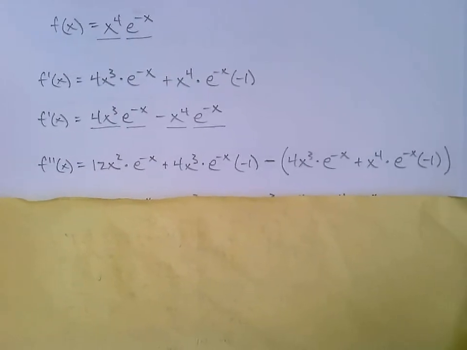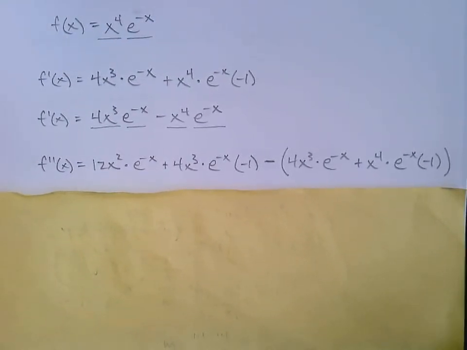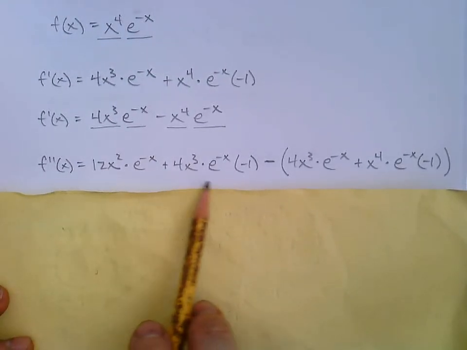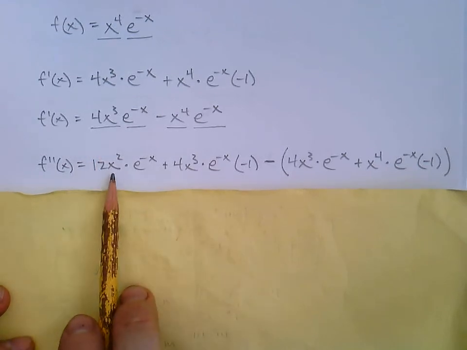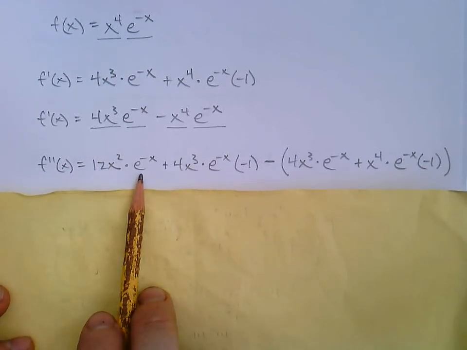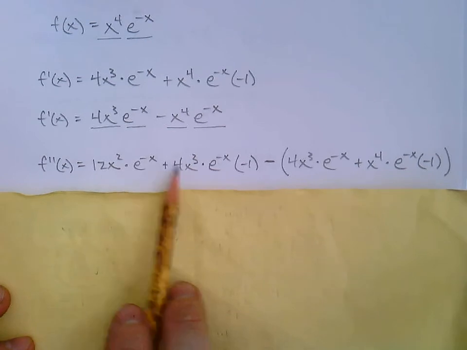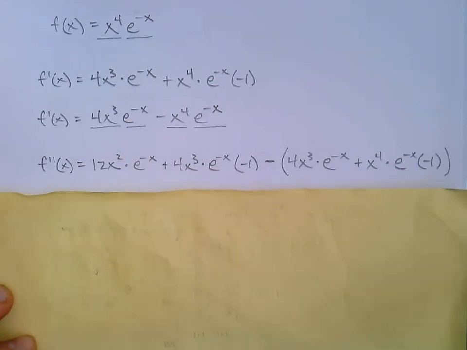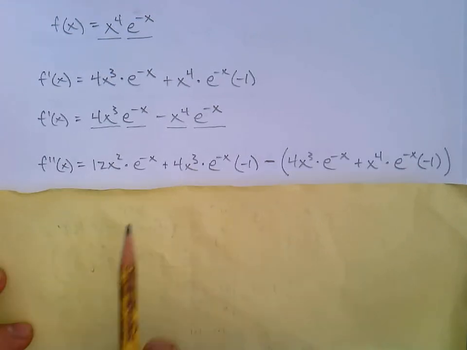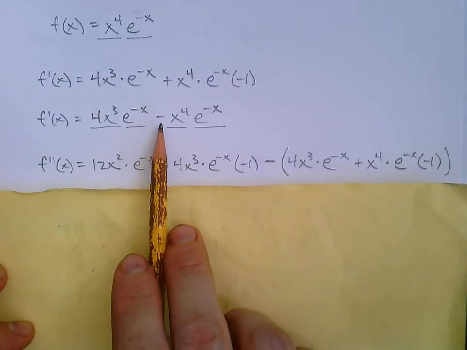Here it is. Slide over a little bit, fit the whole thing in there. Here's our first product rule. 12x squared times e to the negative x plus 4x to the third times e to the negative x times negative 1. Okay, we'll simplify that in a moment.